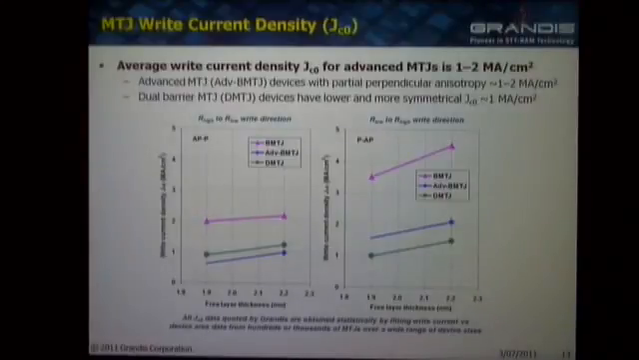This one I won't go through in detail, but it shows the progress that's been made in these devices. There's the traditional bottom MTJ device with just one barrier. When you go to the high partial perpendicular anisotropy, you get to the blue line, and you reduce the write current density to 1 to 2. Then with a dual MTJ device, which also has high partial perpendicular anisotropy, you can get down to around 1 to 1.5 in the write current density, and that's in megaamps per centimeter squared.